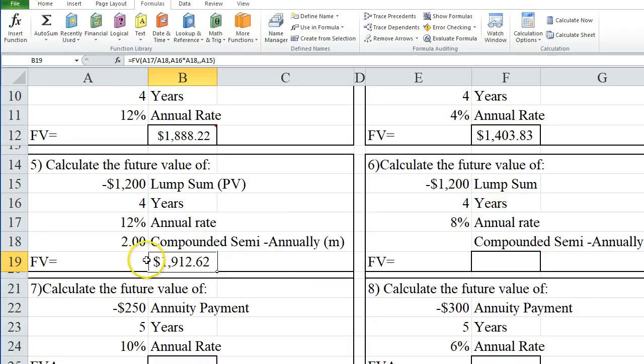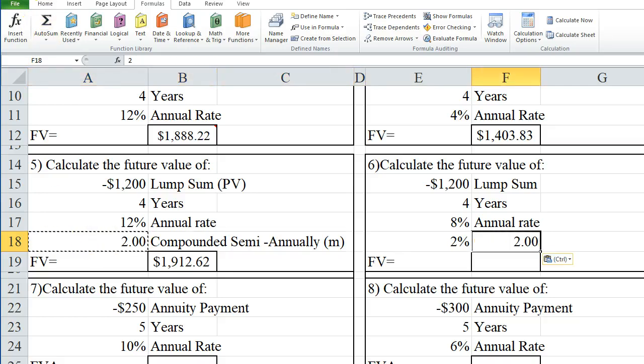I divided by the compounding frequency because the 12% annual rate is really going to be applied as 6% every 6 months. And for the 4 years, the N per reflects the frequency of compounding. If it's semi-annually, we're compounding twice a year, so 4 times 2 means there are 8 compounding periods, so the N per would be 8. Let's go through that one more time. Here again, the compounding frequency is 2. If it was quarterly, it would be 4.